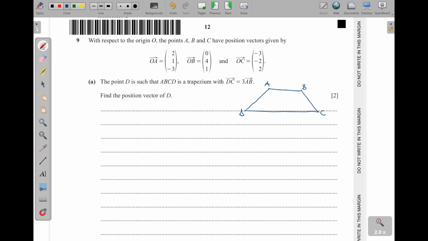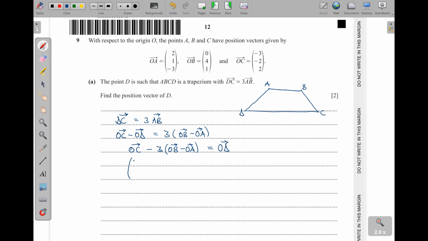Then DC, here, I've already said that if you are to find DC, you just get OC minus OD, okay? Get the last minus the first. Then 3 into OB minus OA. So I want to get OD. That means I will have OC here minus the 3 of OB minus OA, and then this one will be equal to OD. Now the rest is to substitute.